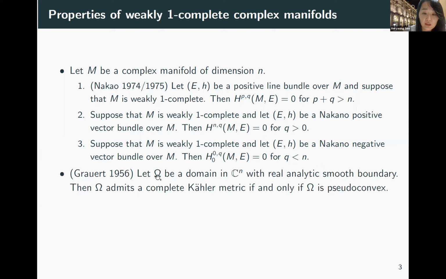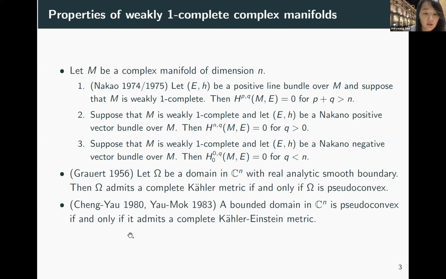If the manifold is a domain in complex Euclidean space with real analytic smooth boundary, then Grauert showed that omega admits a complete Kähler metric if and only if omega is pseudo-convex. And as Professor Ebenfelt commented, a bounded domain in C^n is pseudo-convex if and only if it admits a complete Kähler-Einstein metric.